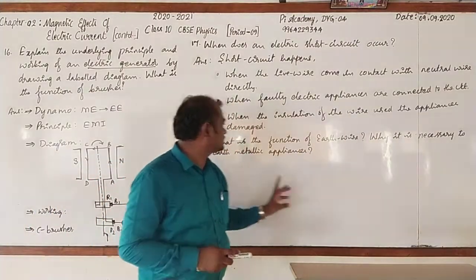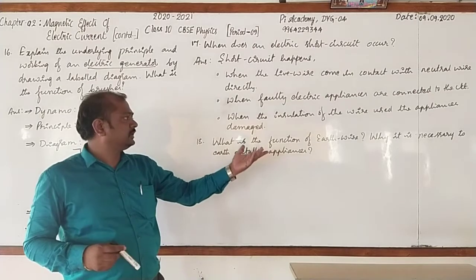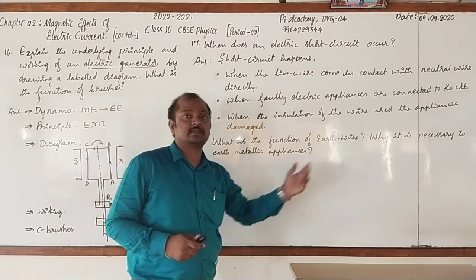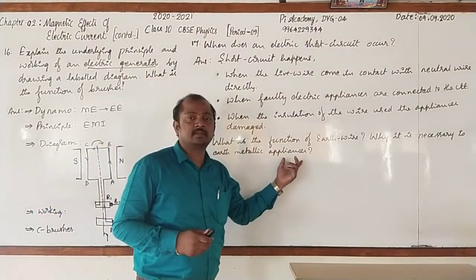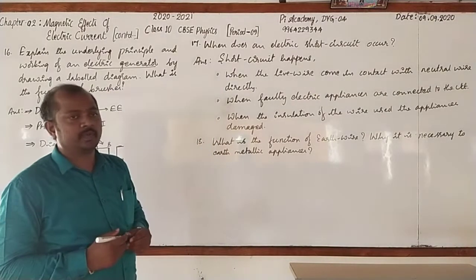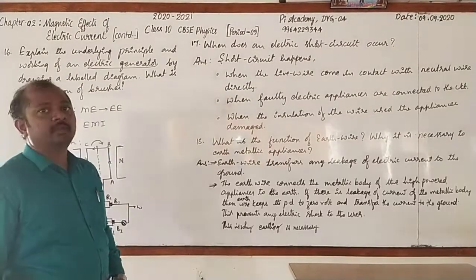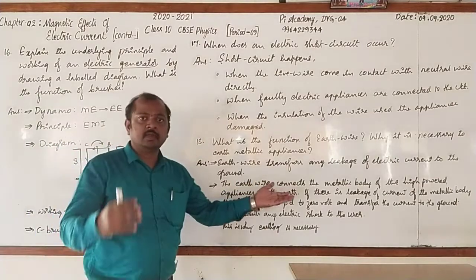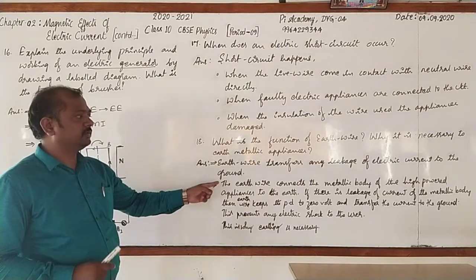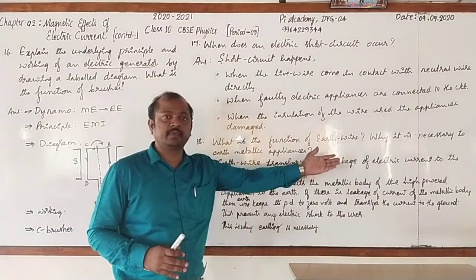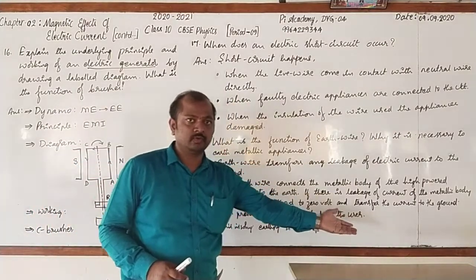Then why is it necessary to earth metallic appliances? I told you it is to avoid short circuiting, so that the appliances will be safe. Yes, please go for writing the answer yourself. Yes, dear students, again check your answer with this writing. Function of earth wire: mainly, it transfers the leakage of electric current from any electrical appliances to the ground. Right?